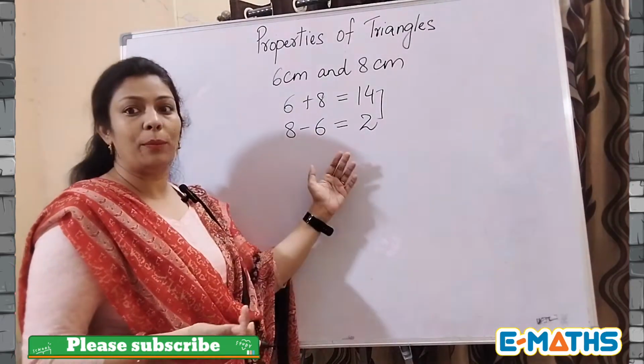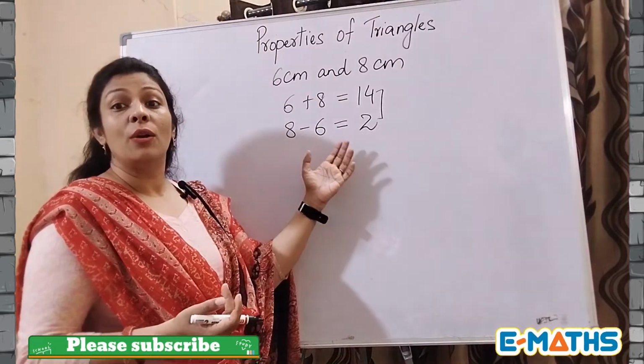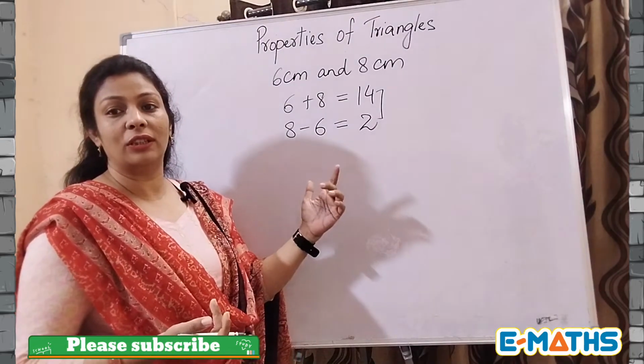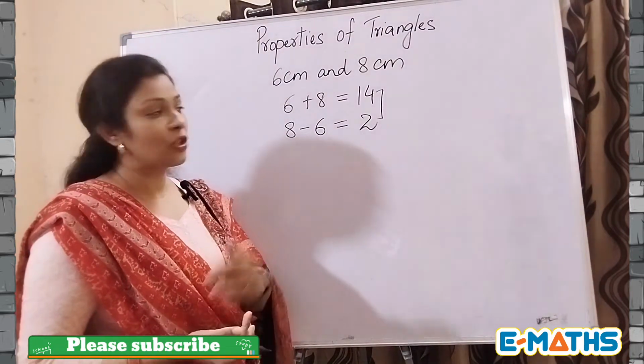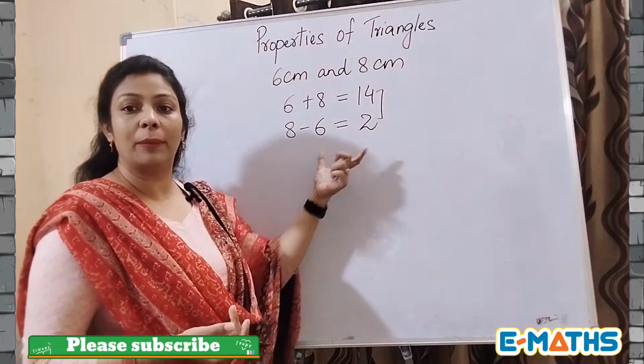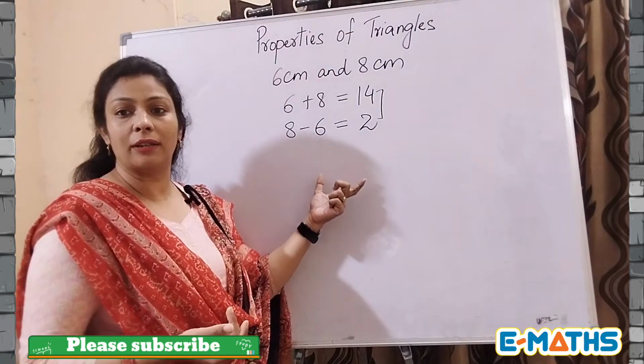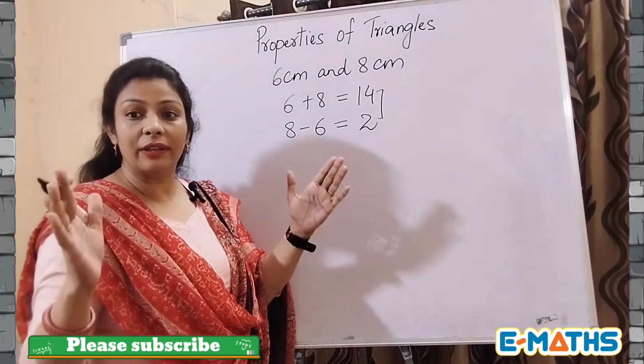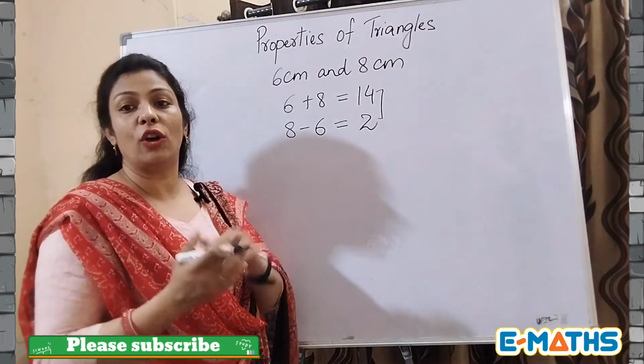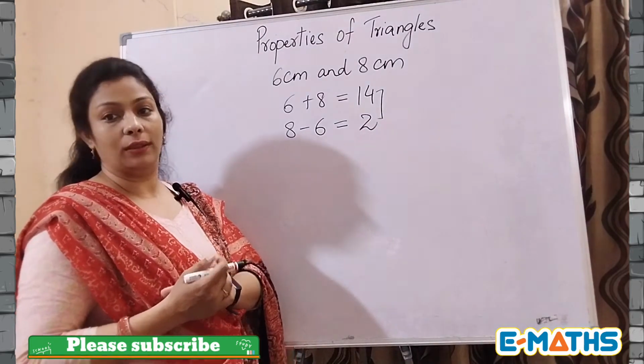So this is also one important thing where you can be asked what length can you take for the third side to make a triangle. So this is how you can figure it out, that by adding the two sides and subtracting the two sides, you will get the range between which the length of the third side will fall.